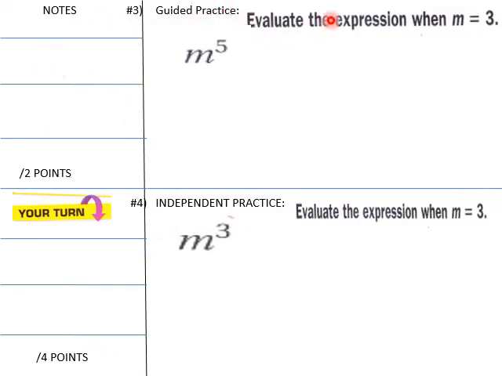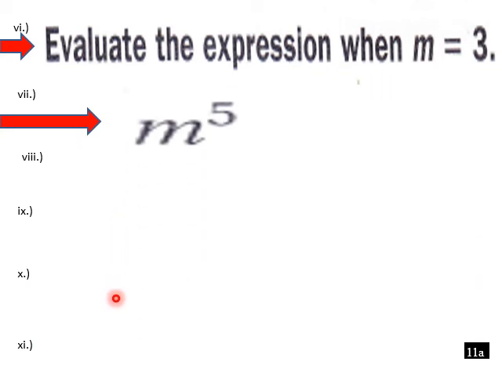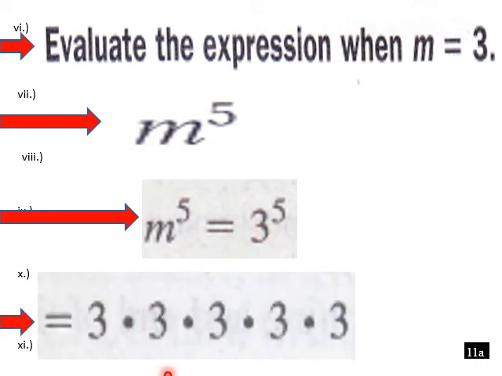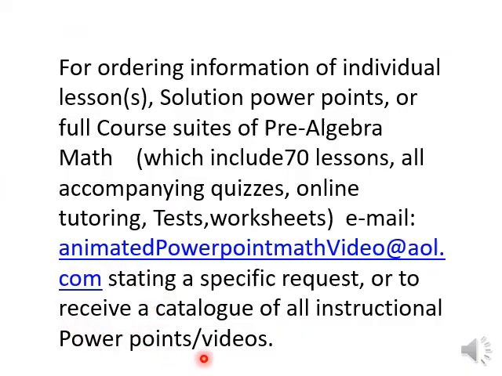Okay, our next guided practice, evaluate the expression when m equals 3. And then students, this is yours down here, m cubed. Evaluate this expression when m equals 3. Okay, into our guided here, evaluate the expression when m equals 3. So we plug in 3 for m, and we get 3 to the 5th, which is 3 times 3 times 3 times 3 times 3, which is 243.